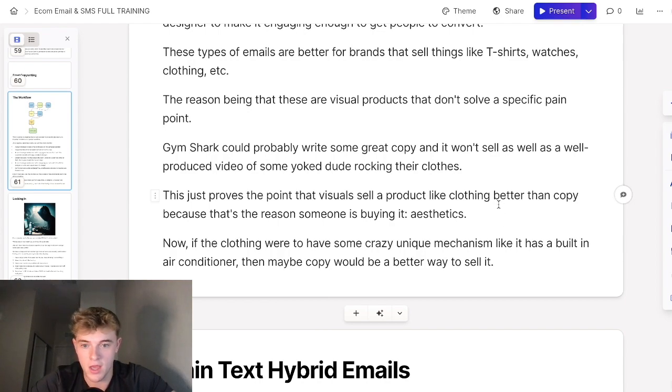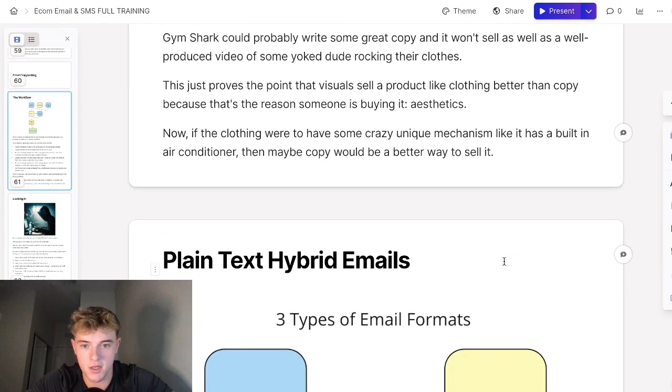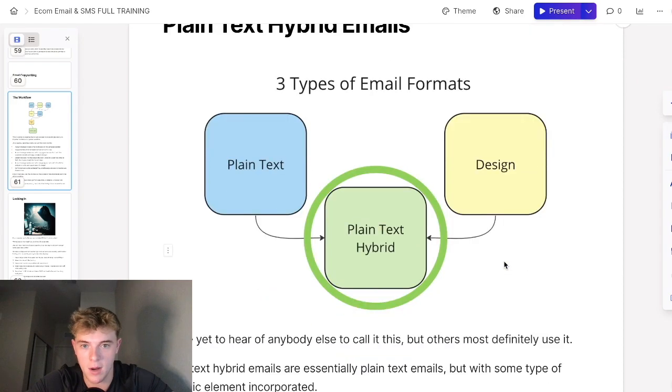Now, if the clothing were to have some crazy unique mechanism like a built-in air conditioner, that's a unique mechanism that solves a specific problem. So in that case, maybe copy would be a better way to sell it. So that's kind of the 2 ends of the spectrum between plain text and design, but now we're going to get into plain text hybrid emails.